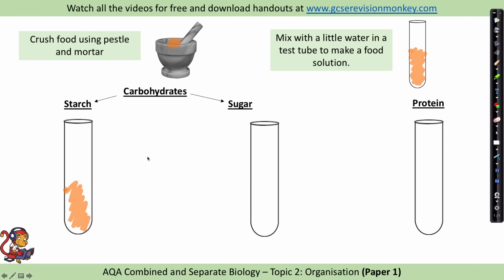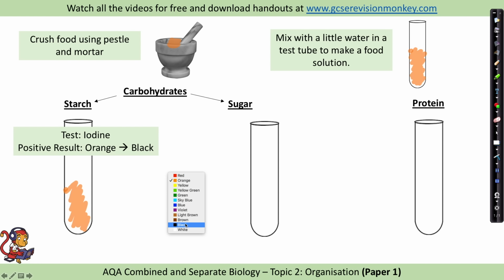So the test for starch is to add iodine, and if iodine detects starch, there will be a colour change from orange to black. So if this food sample contains starch, it would turn black.